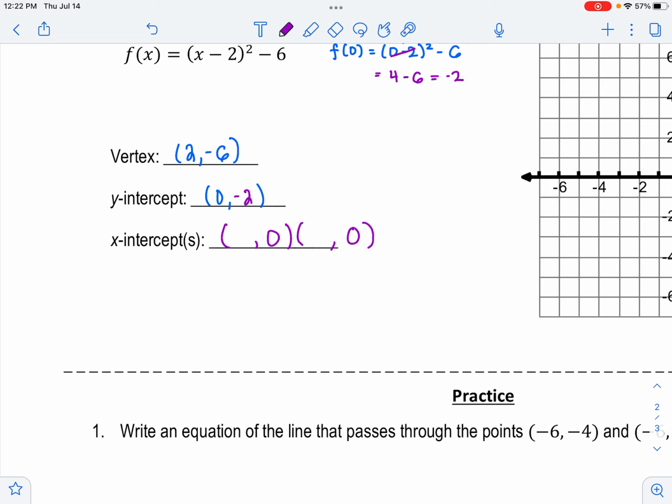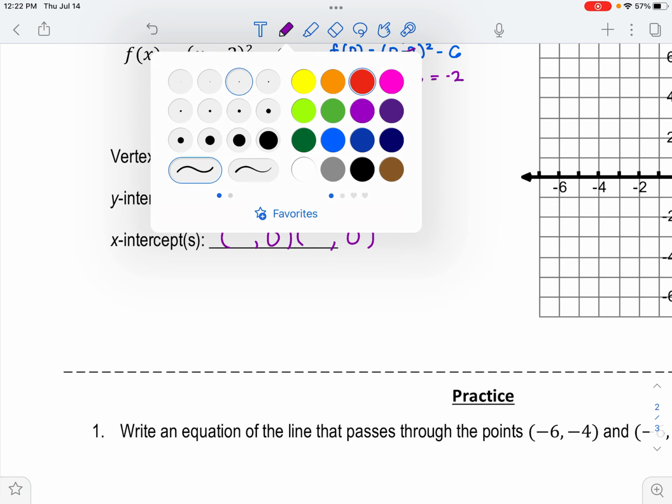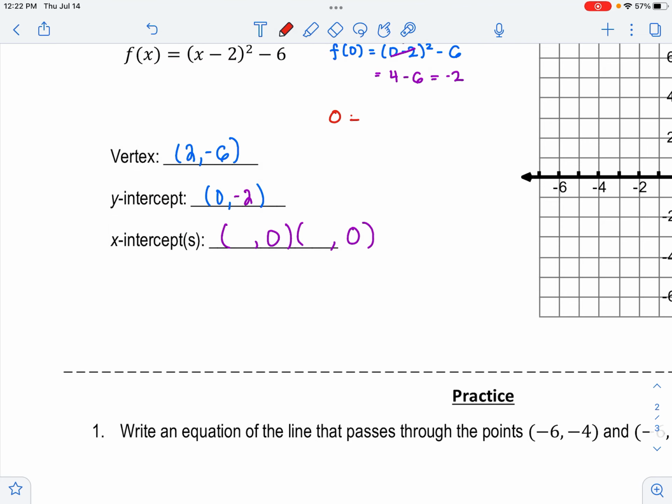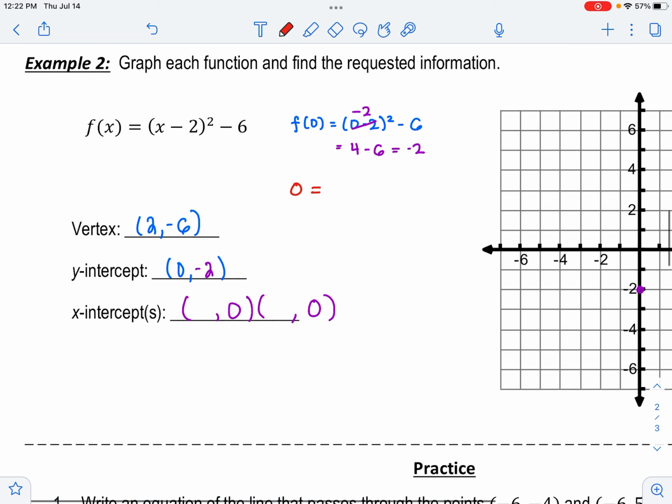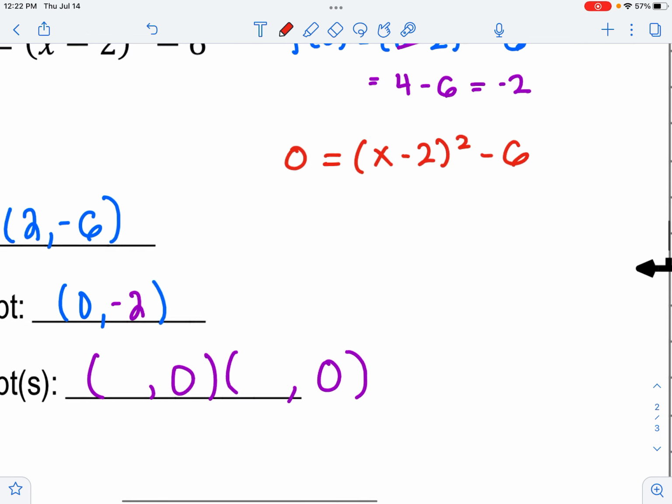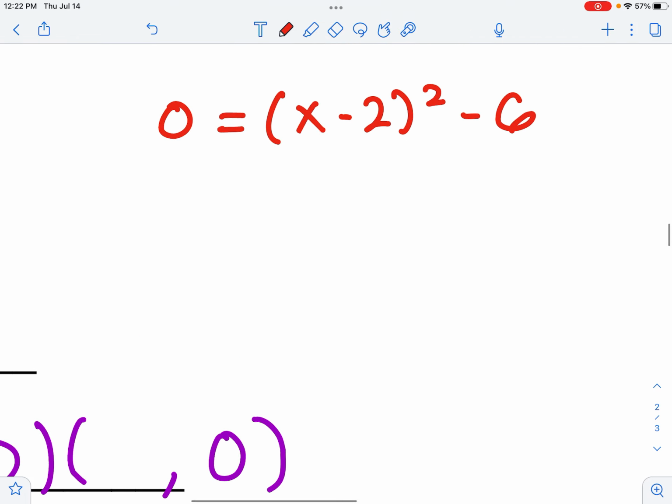All right, so y is 0. Let's set y equal to 0 and solve for x. So we're going to say f of x is 0, or y is 0. And then we have (x minus 2) quantity squared minus 6. All right, so now we need to solve this. There's not an x squared and an x, so we can solve this by square rooting. We just have to isolate our (x minus 2) quantity squared. So we're going to do that by adding 6 to both sides.